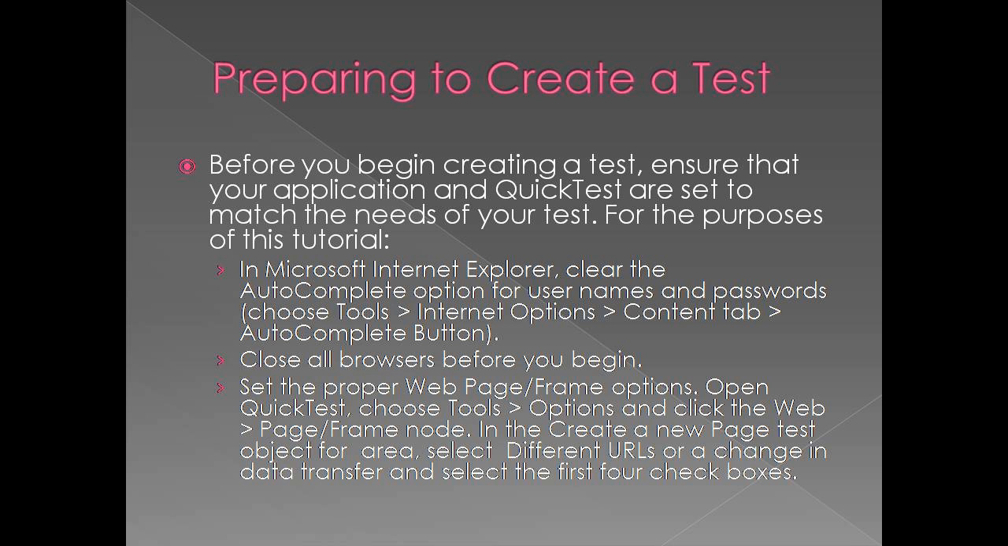For the purposes of this tutorial, in Microsoft Internet Explorer, clear the autocomplete option for usernames and passwords. Choose Tools, Internet Options, Content tab, Autocomplete button. Close all browsers before you begin. Set the proper web page/frame options. Open QuickTest, choose Tools, Options, and click the Web Page/Frame node. In the Create a New Page Test object for area, select different URLs or a change in data transfer, and select the first 4 checkboxes.